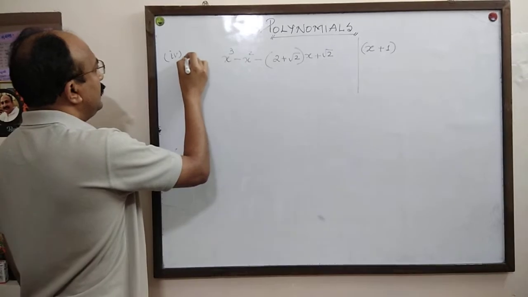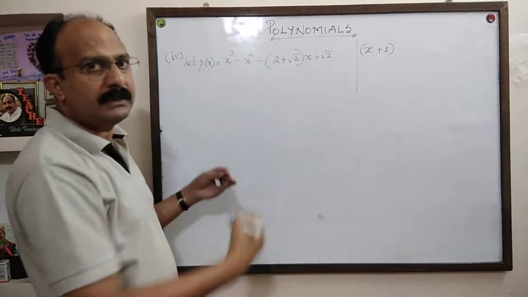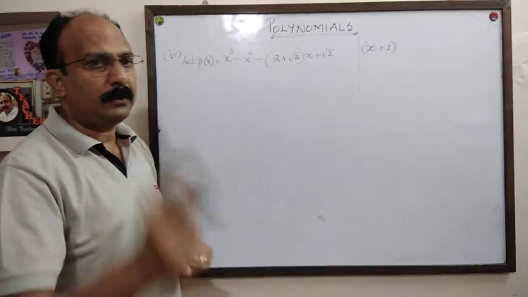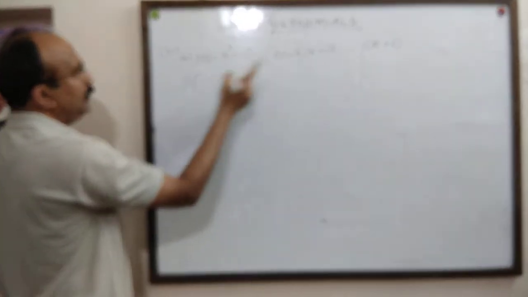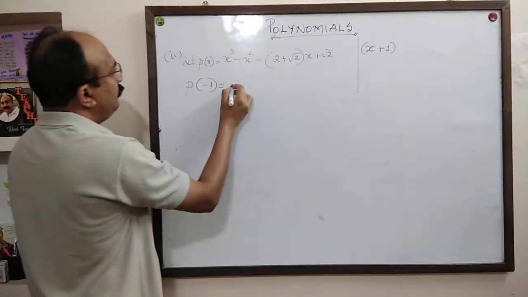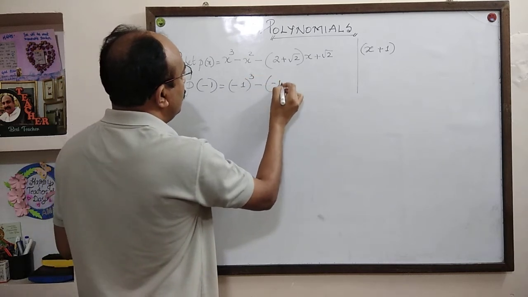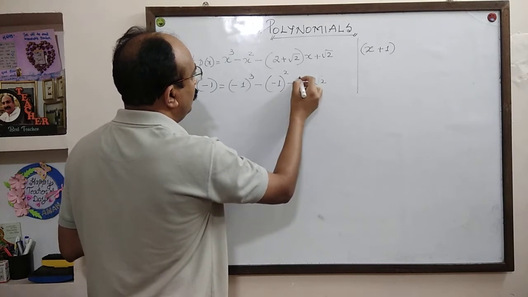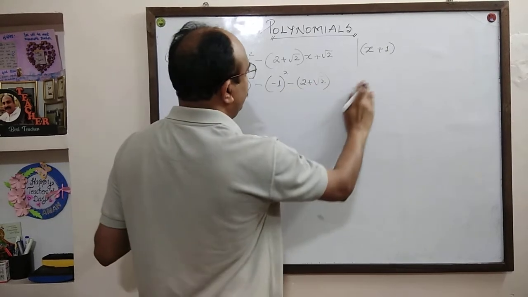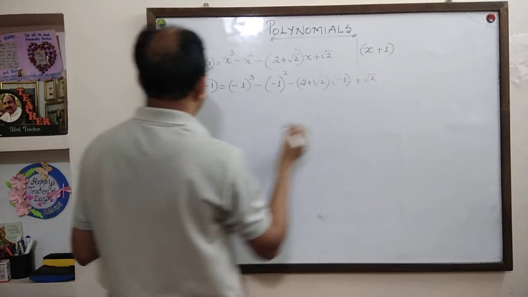So let p(x) equal to given polynomial. You may write down separately. Okay, you have to write down one more line. Since we have to check it for x plus 1, we have to find the value of p of minus 1. P of minus 1 means (minus 1) the whole cube minus (minus 1) the whole square minus (2 plus root 2) in bracket into minus 1 plus root 2.